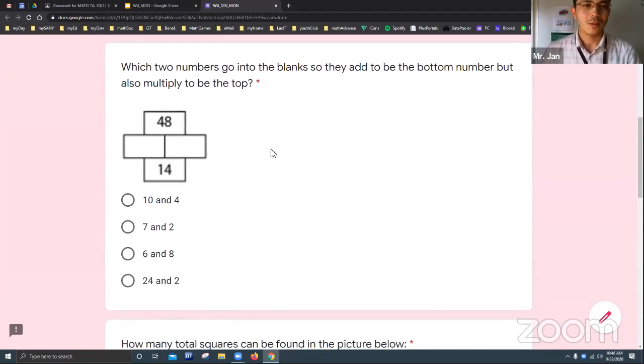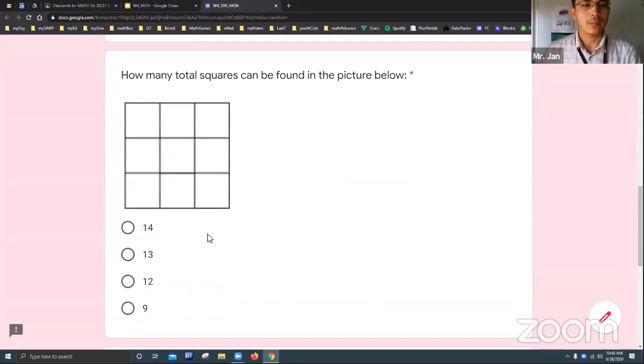So the next question is again like missing 2 numbers. Which 2 numbers can make this? Like the top one is, when you multiply those numbers, it has to be the number on the top, and when you add them, it has to be the number on the bottom.